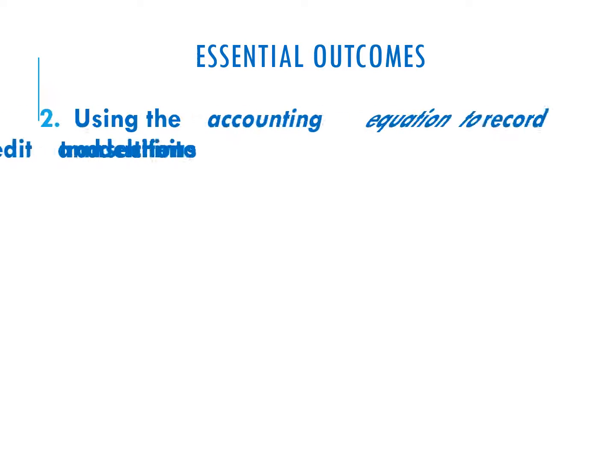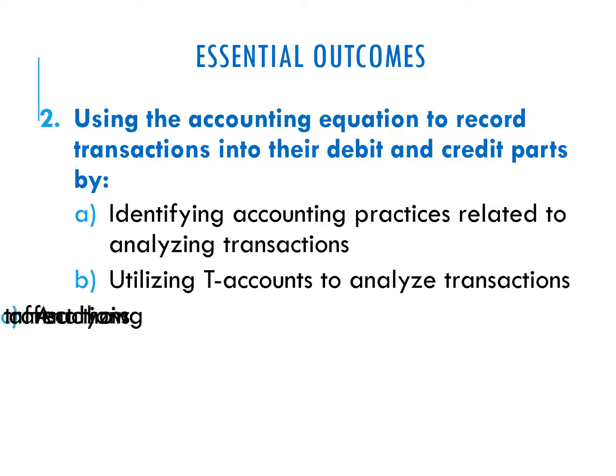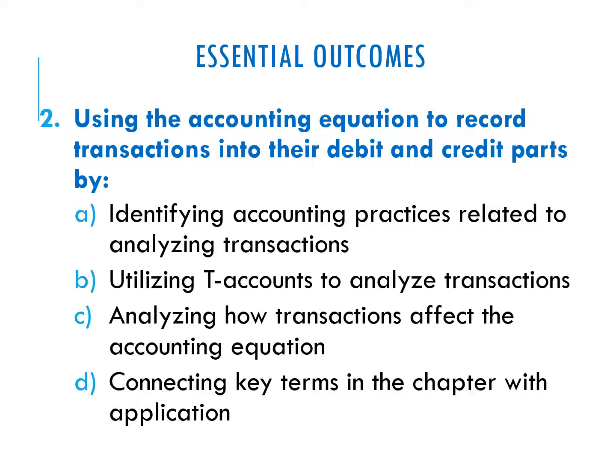The essential outcomes for Chapter 2: you will be able to use the accounting equation to record transactions into their debit and credit parts. A. Identifying accounting practices related to analyzing transactions. B. Utilizing T accounts to analyze transactions. C. Analyzing how transactions affect the accounting equation. D. Connecting your key terms in the chapter with application.